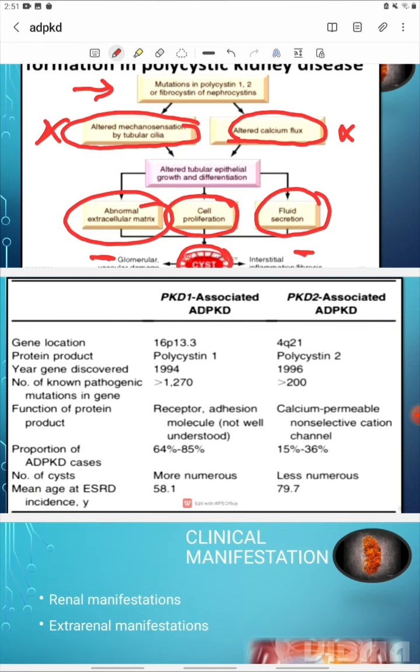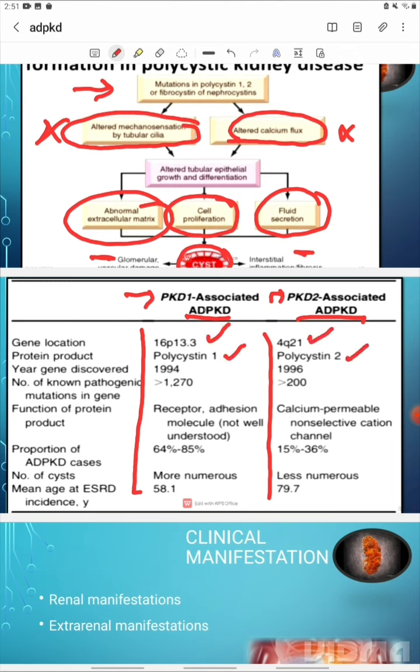Coming to the differences between ADPKD associated with PKD1 and with PKD2: the gene location, we know already, is chromosome 16 and chromosome 4. The protein product is polycystin 1, and then polycystin 2. The year of discovery is 1994 and 1996. We clearly understood the pathogenic mutation and the function of the protein product. The mean age for ESRD is 58.1 for PKD2, and there are numerous cysts associated with the PKD1 mutation.